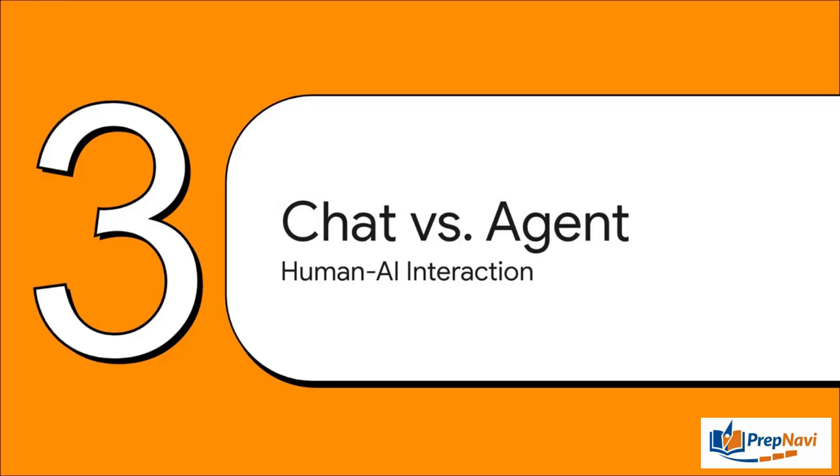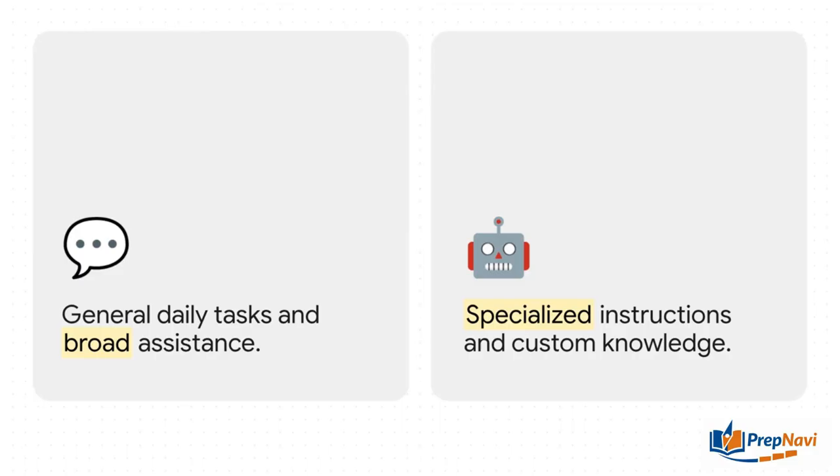Okay, Section 3, chat versus agent experiences, the whole human-AI interaction piece. Now we're shifting gears to how you, the human worker, actually interact with the AI. On one hand, we have the chat experience. Think of this as your broad assistant. It's fantastic for general daily tasks, asking quick questions, or maybe summarizing a massive email thread you just don't have the time to read. But on the other hand, we have the agent experience. An agent is like a hyper-specialized teammate.